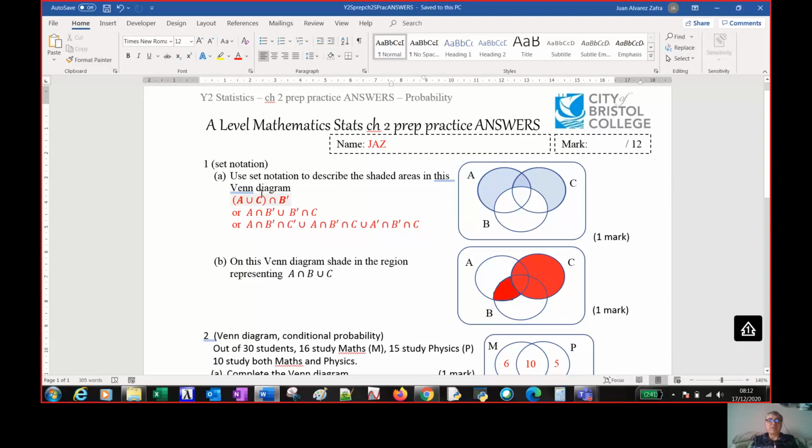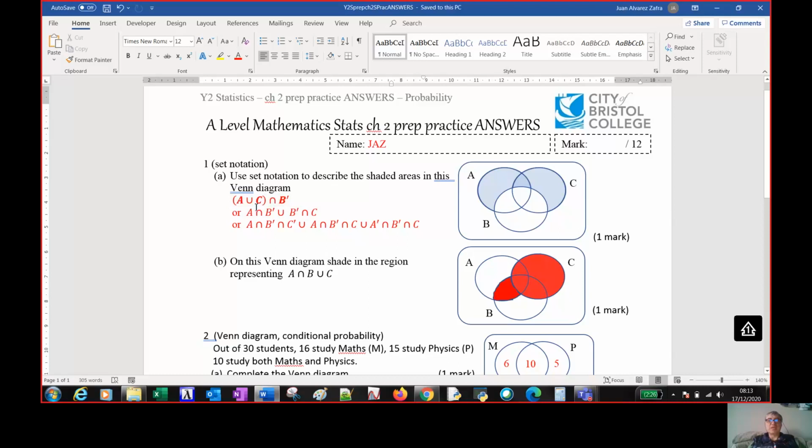Now we have to put brackets around it because just like in mathematical arithmetic expressions, multiplying happens before addition in BODMAS. Likewise with logic, ands happen before ors. So if you want the ors to happen first, you have to put brackets around them. So A or C, that whole region, which is this circle plus this circle. But we also want to have not B. So it's A or C in brackets and not B.